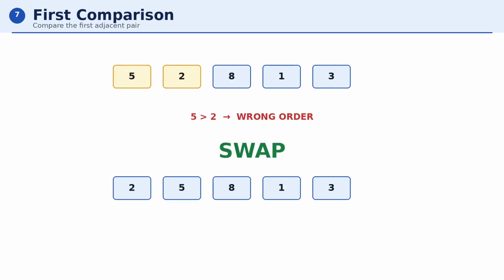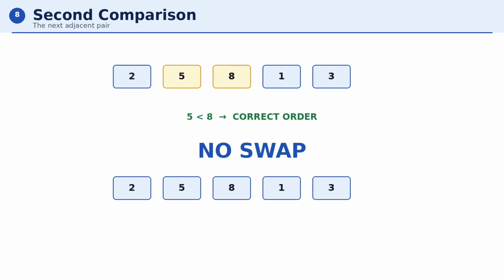Let's start our actual dry run. Our array is 5, 2, 8, 1, 3. We begin with the first two elements, 5 and 2. We ask, is 5 greater than 2? Yes. And because we are sorting in ascending order, this means they are in the wrong order. So we swap them. Now the before array was 5, 2, 8, 1, 3. After the swap, 2, 5, 8, 1, 3 is our new array. Notice here, we haven't sorted the entire array yet. We have only fixed the first pair, 2 and 5. Now we move one position forward and compare the next adjacent pair.